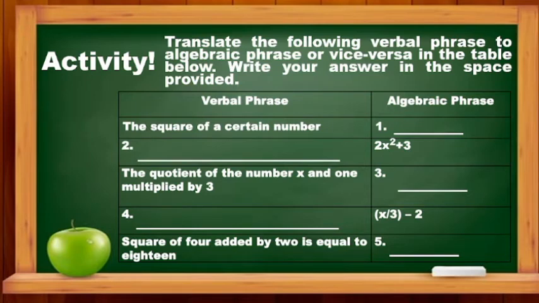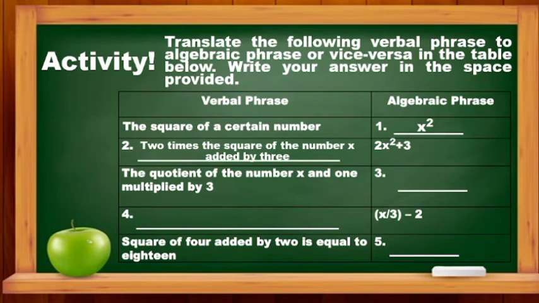The square of a certain number is translated as x squared. I think this can be understood easily because it is easy. Next, 2x squared plus 3 is translated to 2 times the square of the number x added by 3. Or you can also translate it as the sum of 2 times the square of the number x and 3.